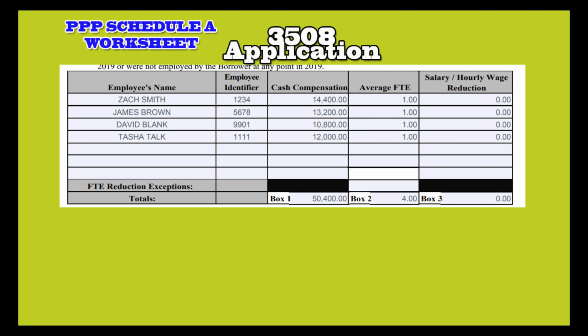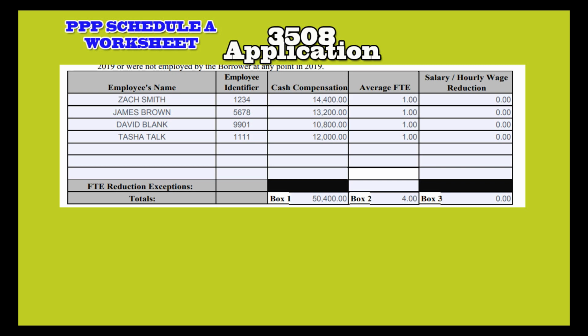We'll put all of your employees here, and in your cash compensation, you will then tally up that number and put it in box 1. Your average FTE, you will total up all of them and put that number at the bottom. So if you have your salary and hourly wage reductions, they should all be 0 unless you had to go further into the application. We're going to do this for our small businesses, and we're going to assume that you maintain your full-time employees, okay?